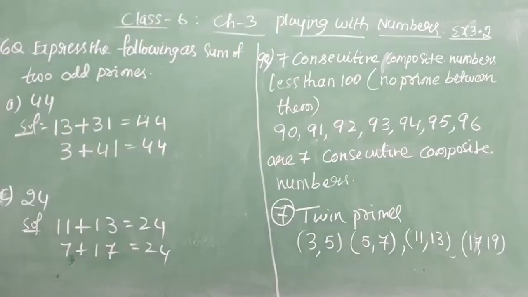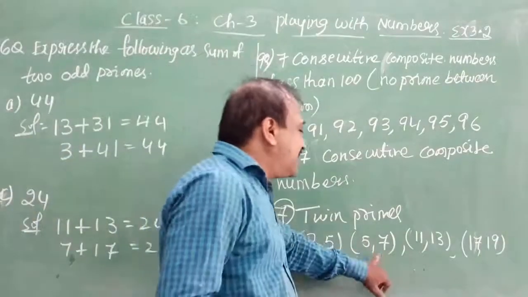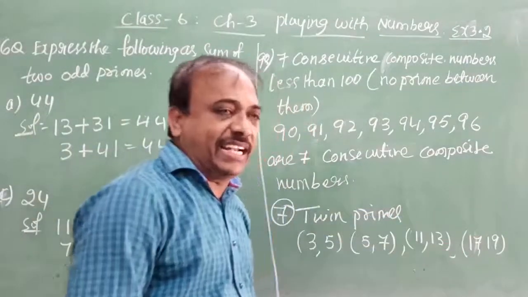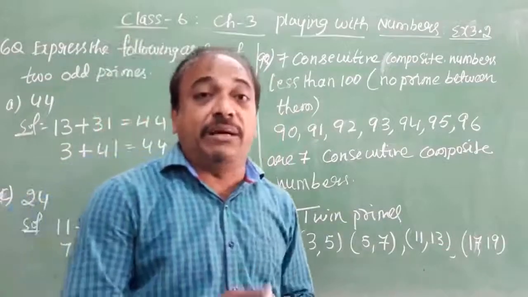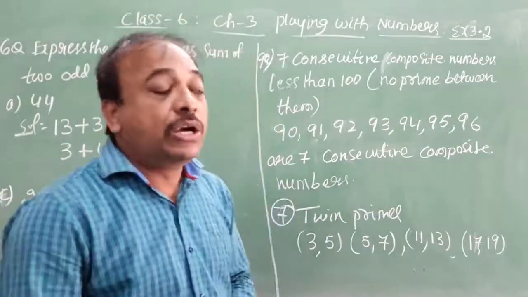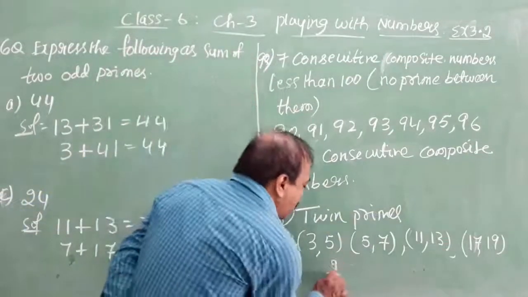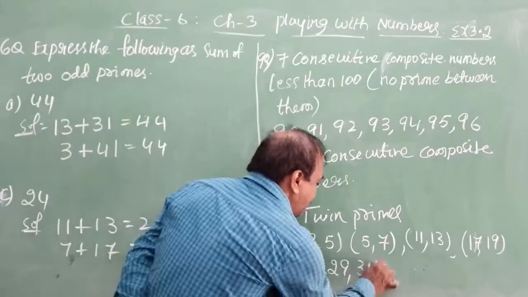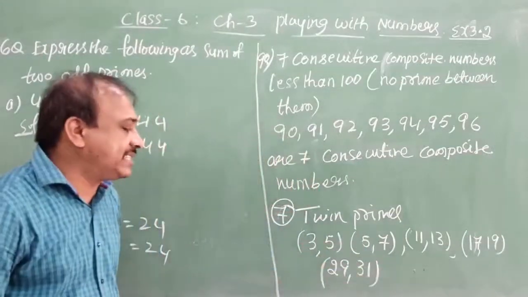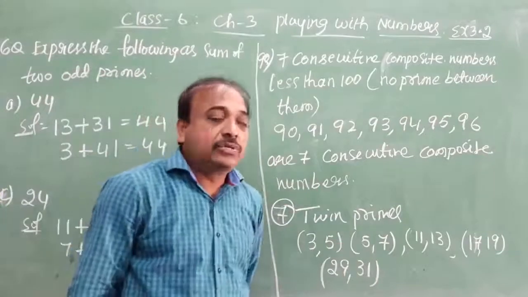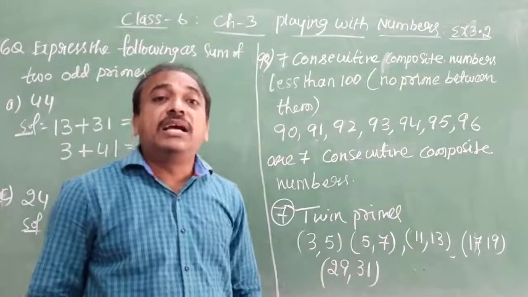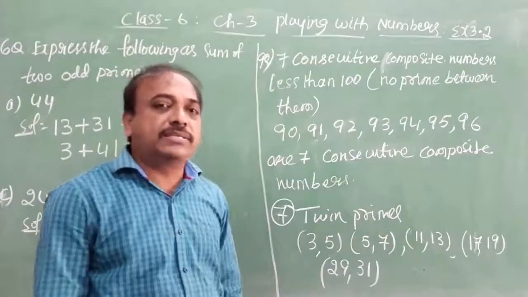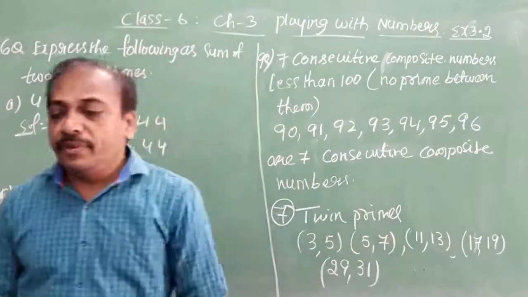Give 3 pairs of prime numbers whose difference is 2. So here: 3, 5; 5, 7; 11 and 13; 17 and 19. Still, if you find any other, 29 and 31. For all of these the difference is 2 only. So such prime numbers are called twin prime numbers. I hope it is clear to you.